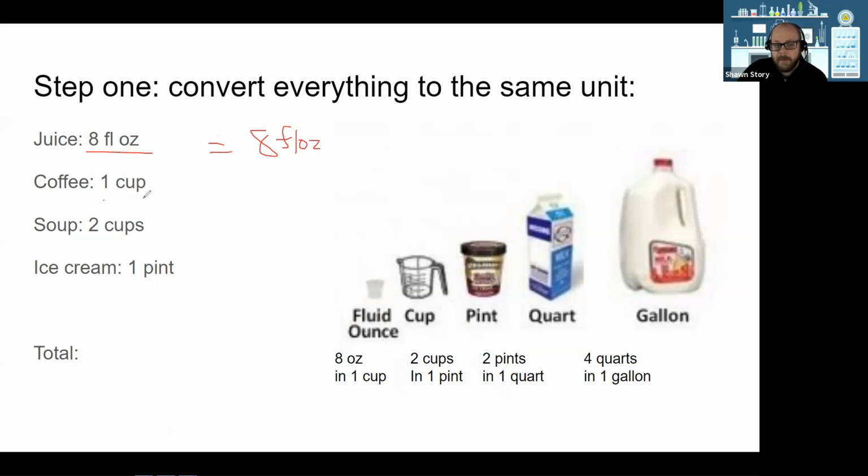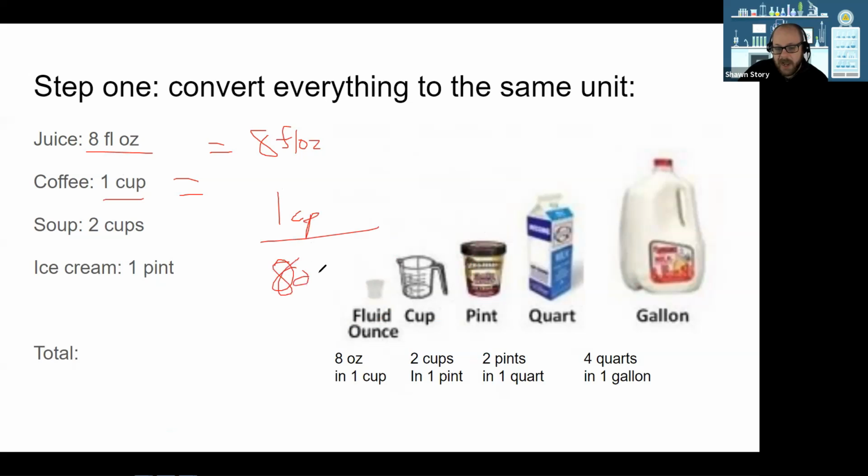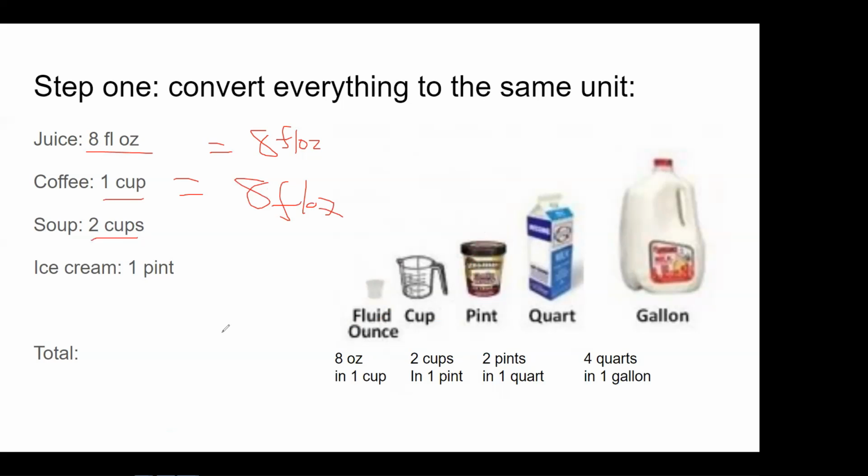All right, 1 cup. How many ounces is 1 cup of coffee? 8 ounces. So I have 1 cup is 8. Actually, I don't need to convert that because it was simple. It was a 1. So I'm going to have 1 cup is 8 fluid ounces. How much is 2 cups of soup? 16 ounces.